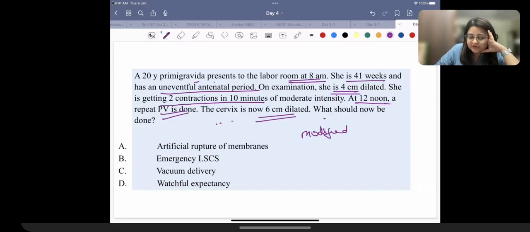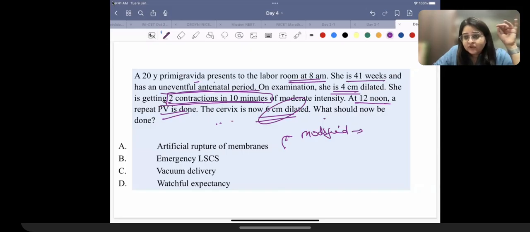If you are following the modified partograph, what should you do? She is in the active phase. She is 4 centimeters, but after 4 hours, she should be 8 centimeter. She is only 6 centimeters. And what else do we find? Contractions are less, okay, they are less. So what do you want to do? You want to augment labor. So you want to do an ARM if you are following the modified partograph. If you are following the labor care guide, what should you do? You should do watchful expectancy.